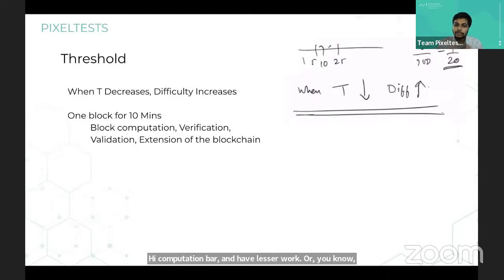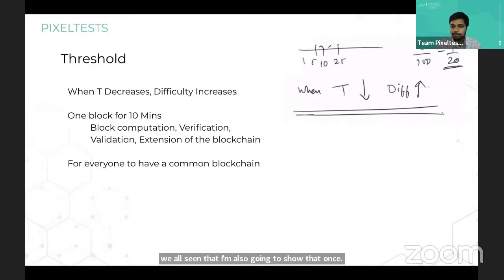Because with time the computation power increases, and people will be able to generate blocks in less than 10 minutes, the threshold keeps on updating, and that is how it keeps oscillating. We have also seen in our previous session how the difficulty has increased from the beginning of time, and I'm going to show that once. So for everyone to have a common blockchain, which will extend to today's session, every 10 minutes a new block gets added.